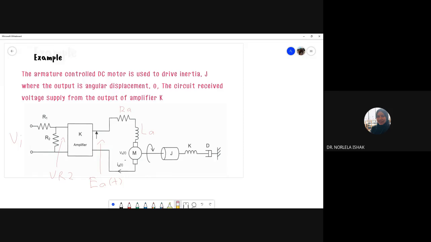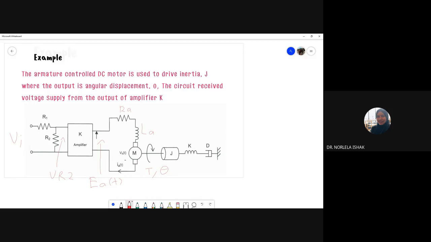So you have to list the subsystem. From this armature control, DC motor is used to drive inertia. Okay, this is our inertia, meaning to drive the inertia where the output is angular displacement. So meaning the output here ada torque and ada angular displacement. Okay. The circuit receives voltage supply from the output of the amplifier.